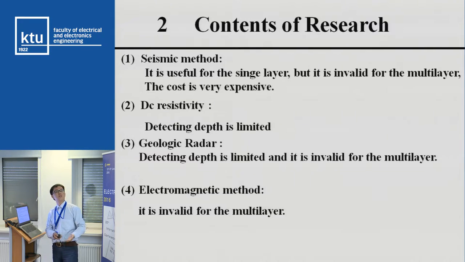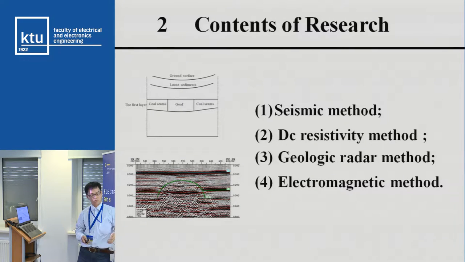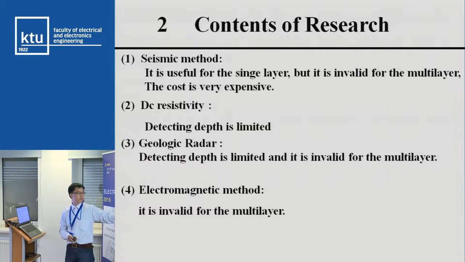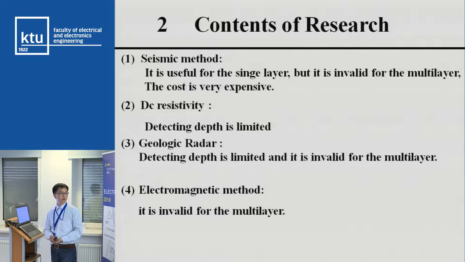The seismic method is useful for a single layer like this, only one layer. But it is invalid for multiple layers, and also the cost is very expensive. Usually, we use the seismic method for oil and gas exploration. And the second is the DC resistivity method. Its detection depth is very limited. It means it can detect the Goaf only when it is very shallow. And the third one is georadar. Georadar's detecting depth is also limited, and it is also invalid for multilayer. And also the surface electromagnetic method is invalid for multilayer.